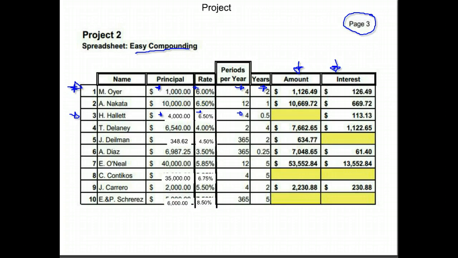Okay, so let's look at the first blank spot for H. Hallett. This person invested $4,000 at 6.5% interest. It's compounded 4 times a year, so quarterly, and this is the number of years. So in our formula, since these are compounded, this is our A, is what we end up with over here. That column is A. Our P is the principal. This is our principal from this column. Here is our rate. Again, you'll need to change that percent to a decimal. This is the N, and this is the T for your formula as you plug those things in.